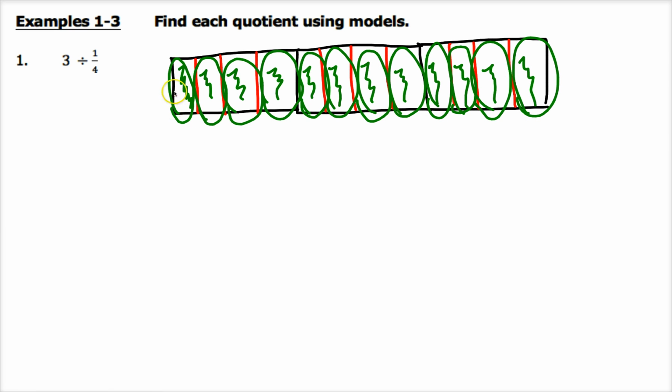So what that means is if I split 3 wholes into 1/4 pieces, there's going to be a total of 12 of those 1/4 pieces. So the answer to this problem, 3 divided by 1/4, is 12.